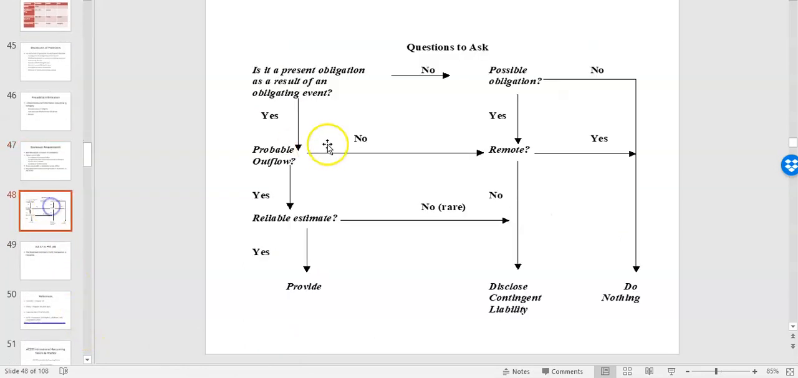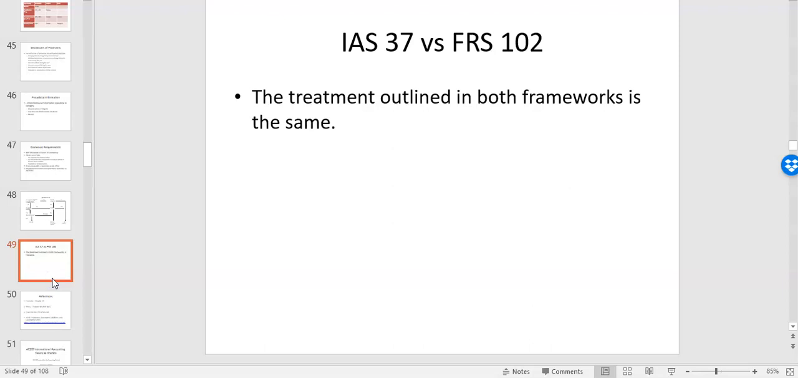So what I've given you as well is a little flow chart to give you an idea of how I distinguish whether it's a provision, whether I disclose it, or whether I do nothing. So that might give you a nice way to visualize what you might be struggling with already in terms of what the key criteria are. Something that might help some students get their head around it. In terms of the difference, they're the exact same between International Accounting Standards and FRS 102. Same frameworks in place, so don't concern yourself too much about that.